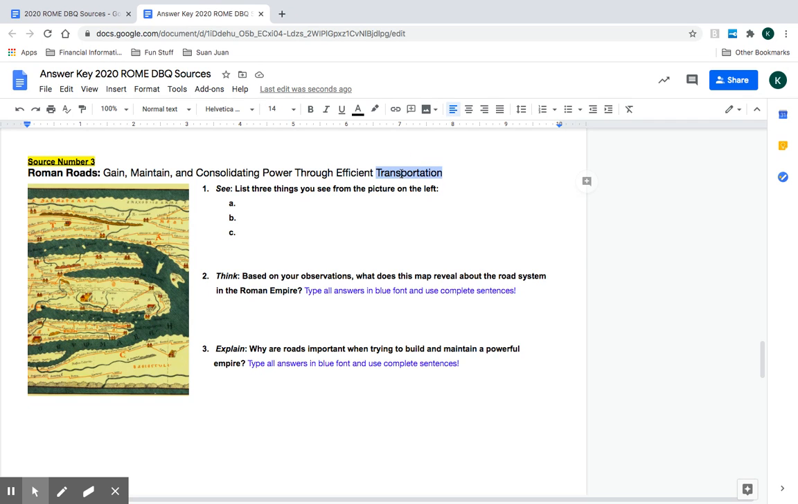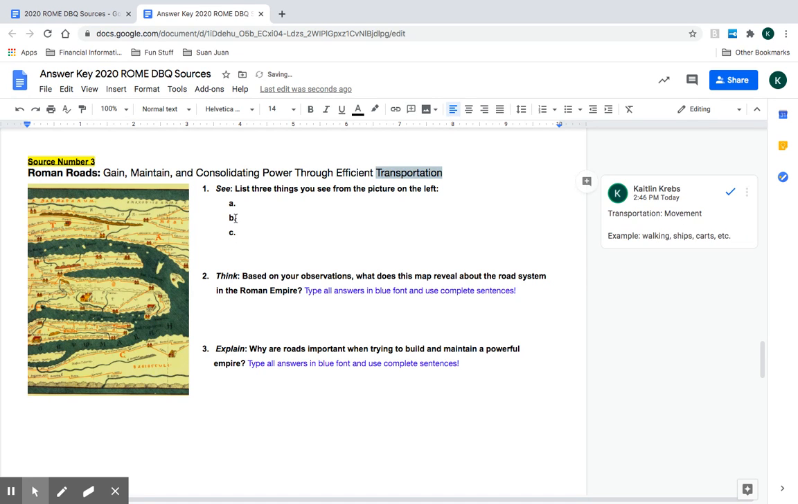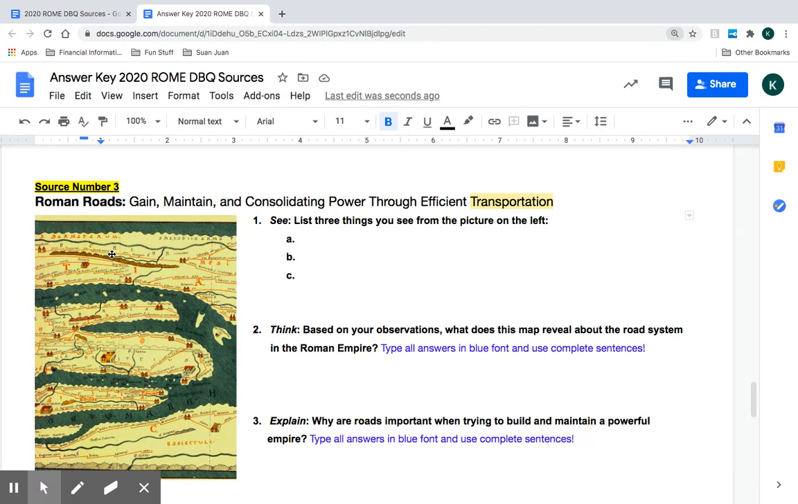And then transportation, you guys, I'm going to make a little note here. Transportation is movement. So an example during this time would be walking, ships, carts, etc. Anything that's making them go from place to place. So looking at the picture here, we need to think about what we see on this picture. Now, I don't know about you, but I can't quite see too well, so I'm going to zoom in.